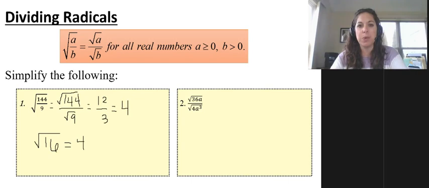So let's look at the square root of 36a all over the square root of 4a to the 3rd. Same thing. I could rewrite this as 1. Now here's the thing. You're probably thinking, why am I going to rewrite it as 1? We just rewrote it as 2.